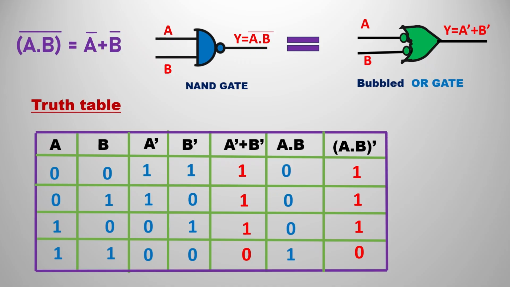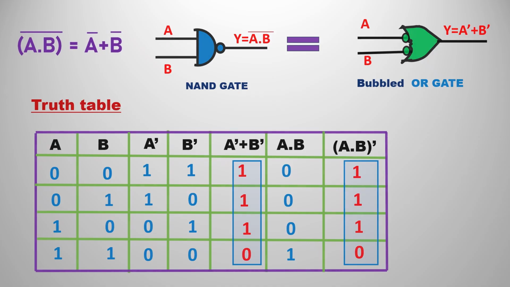Just compare both of them, A bar plus B bar and A dot B whole bar. I have highlighted in red color, you are going to get the same output. That's why we can say these two circuit equations, these two expressions, are equal. Let's check that the NAND gate and bubbled OR gate outputs are the same. This is De Morgan's second law, hence proved with the truth table also. Both expressions are the same according to the truth table.